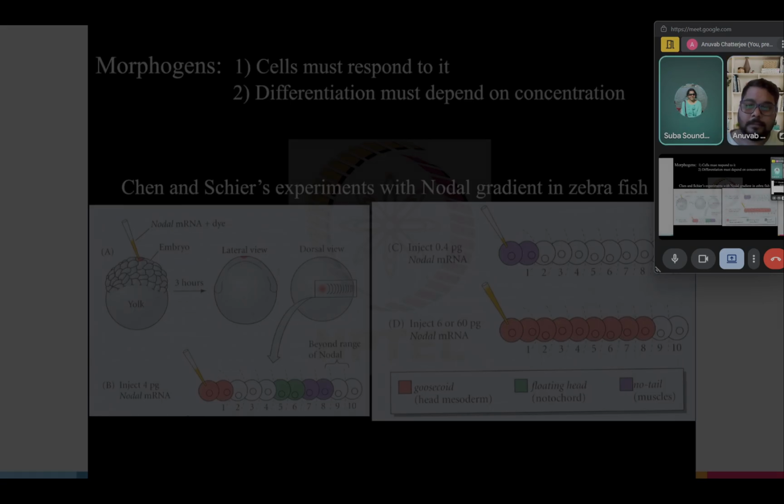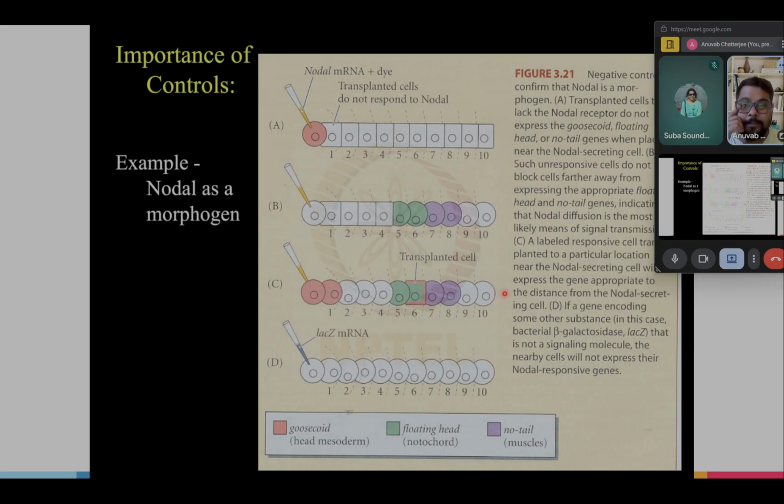Okay. So next, they figured out that in order to confirm that this is only a concentration dependent mechanism, they did a lot of control experiments. So they did a lot of negative controls.